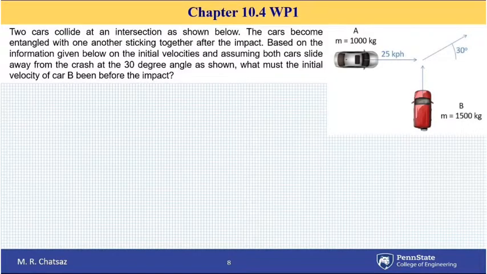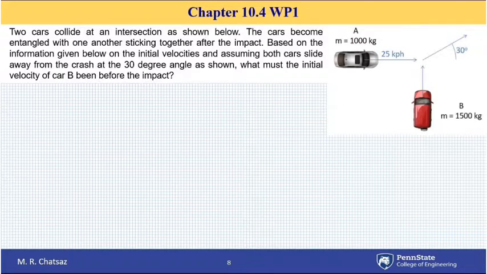The diagram shows two cars approaching an intersection with some velocity. They collide at the intersection as shown, and they become entangled with one another, sticking together after impact. A close investigation of the scene reveals that after they entangle together, they both move in a direction 30 degrees above horizontal. So the question is, what should the initial velocity of car B be for the given situation?